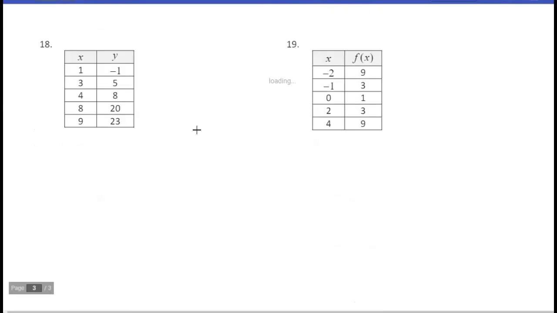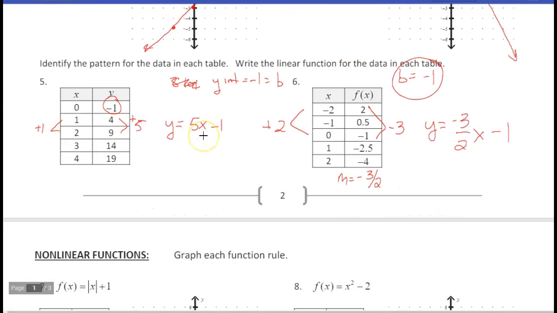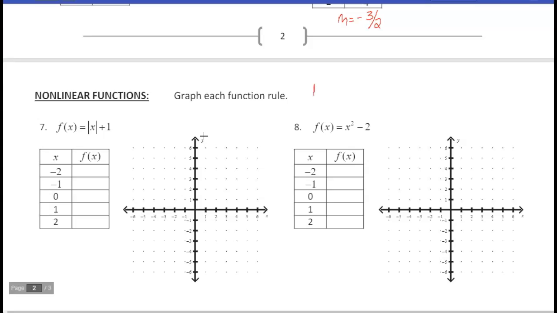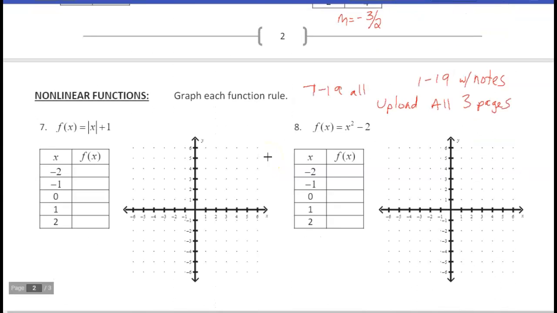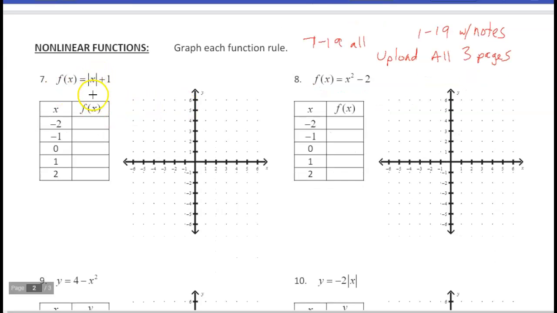So your assignment is 7 through 19. But you need to upload all 3 pages, 1 to 19, with our notes. Okay, and I'm just going to come down here and point out some of these are non-linear. So this right here is the absolute value. So I want you to take a guess on these.